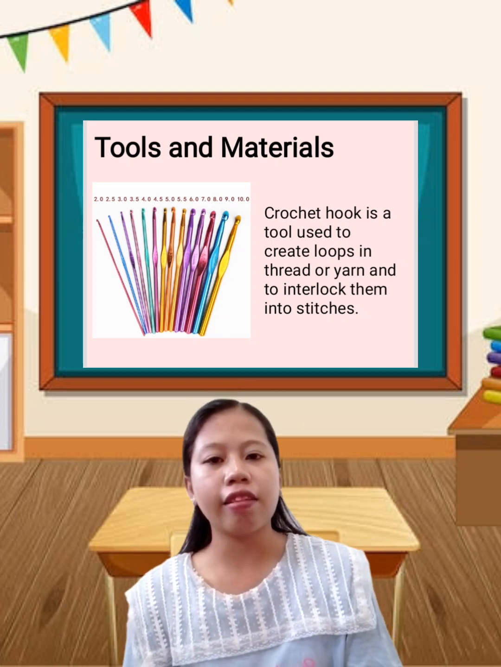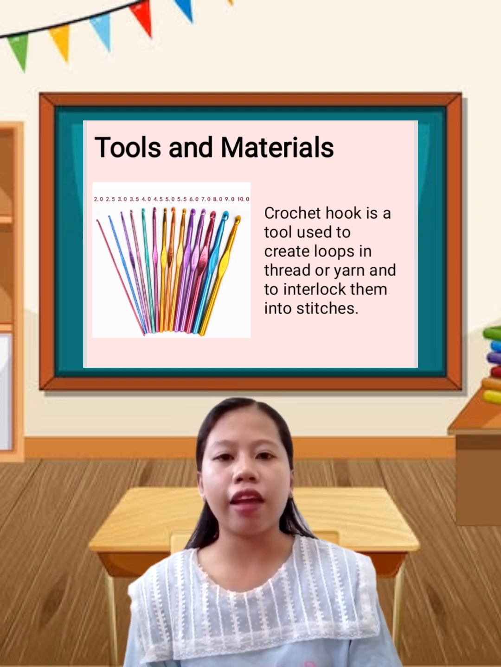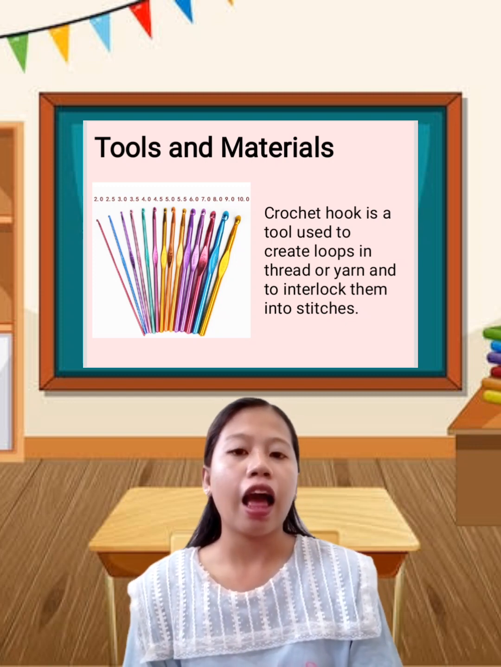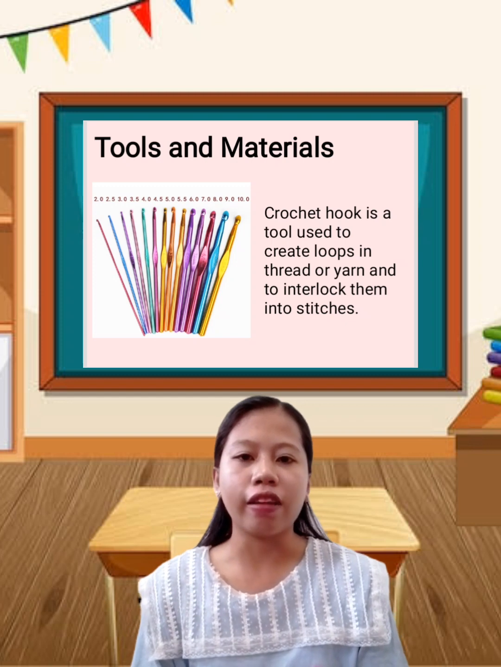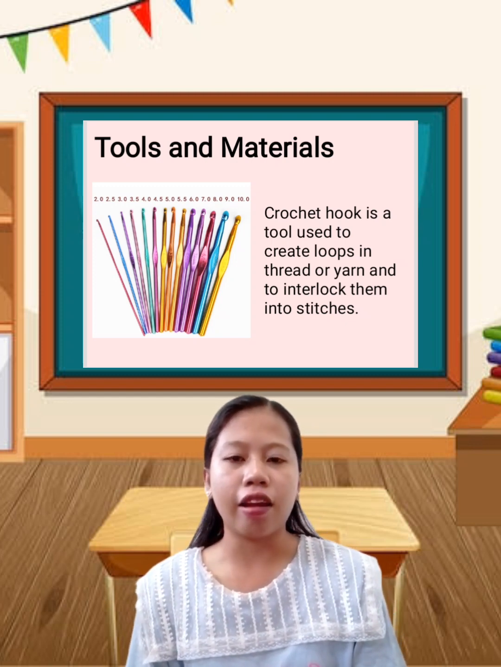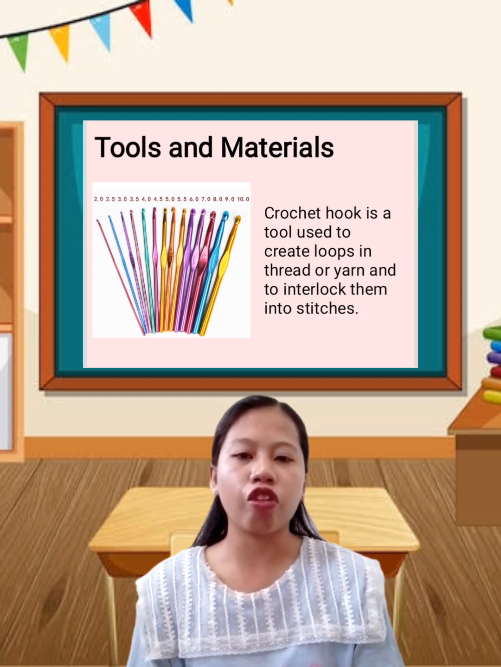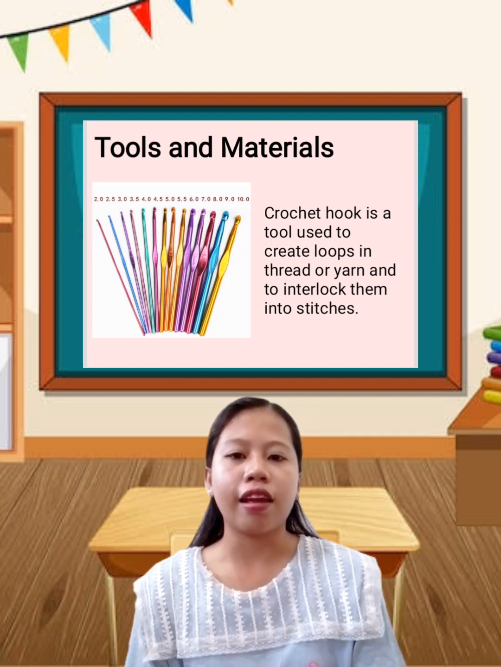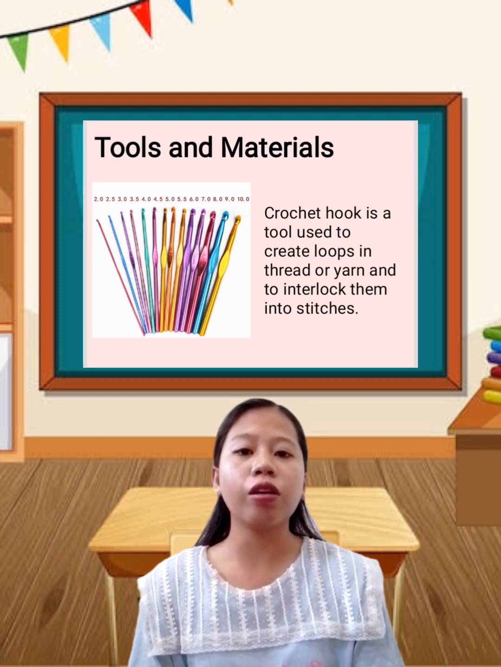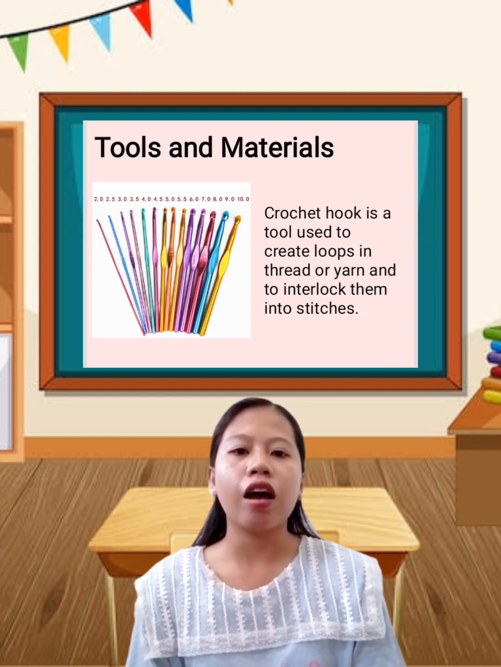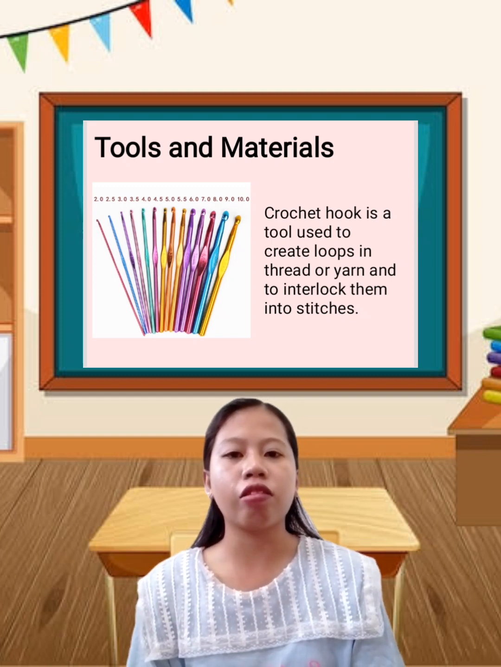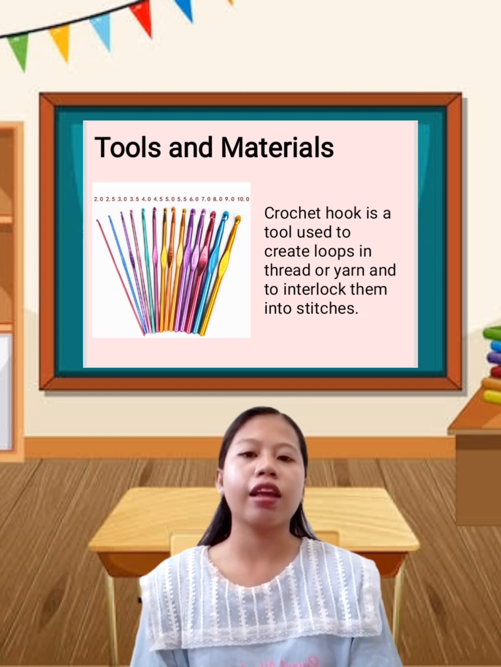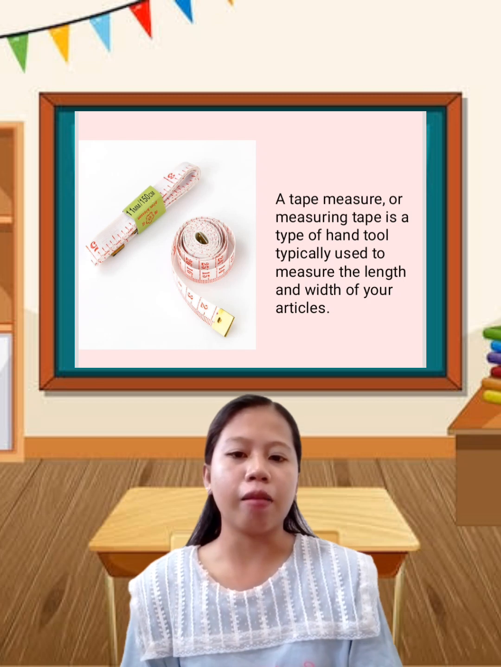First is the crochet hook. It is a tool used to create loops in thread or yarn and to interlock them into stitches. Crochet hook sizes vary depending on the country where the hook was produced. Crochet hook sizes can vary by either 0.5 mm up or down, and even 0.25 mm for the finer needle points.